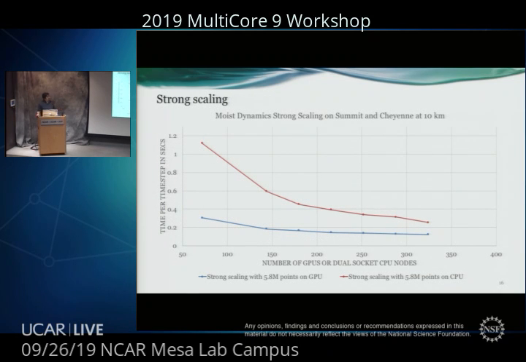So this is the strong scaling graph at 10 kilometer. This is a comparison between Summit and Shan. Here you can see the code on both CPU as well as GPU scales very well. But the first point, I think, is 72 nodes versus 72 GPUs. You can see a good speedup between the CPU and GPU.